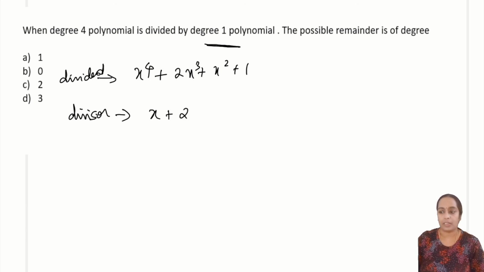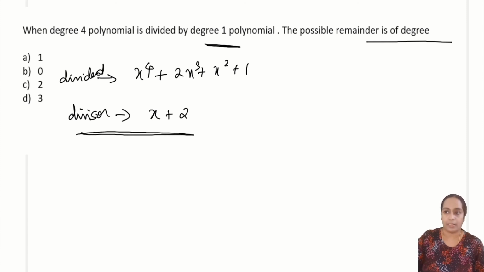When we do the division, it's not necessary to take examples to do the division and check the remainder's degree. To find the remainder's degree, the only thing you have to look at is the divisor. The divisor's degree is 1, that's what the question says. In division, we know that the remainder will have a lesser degree compared to the divisor. So if the divisor is degree 1, the remainder will be degree 0. Option B is the correct answer.